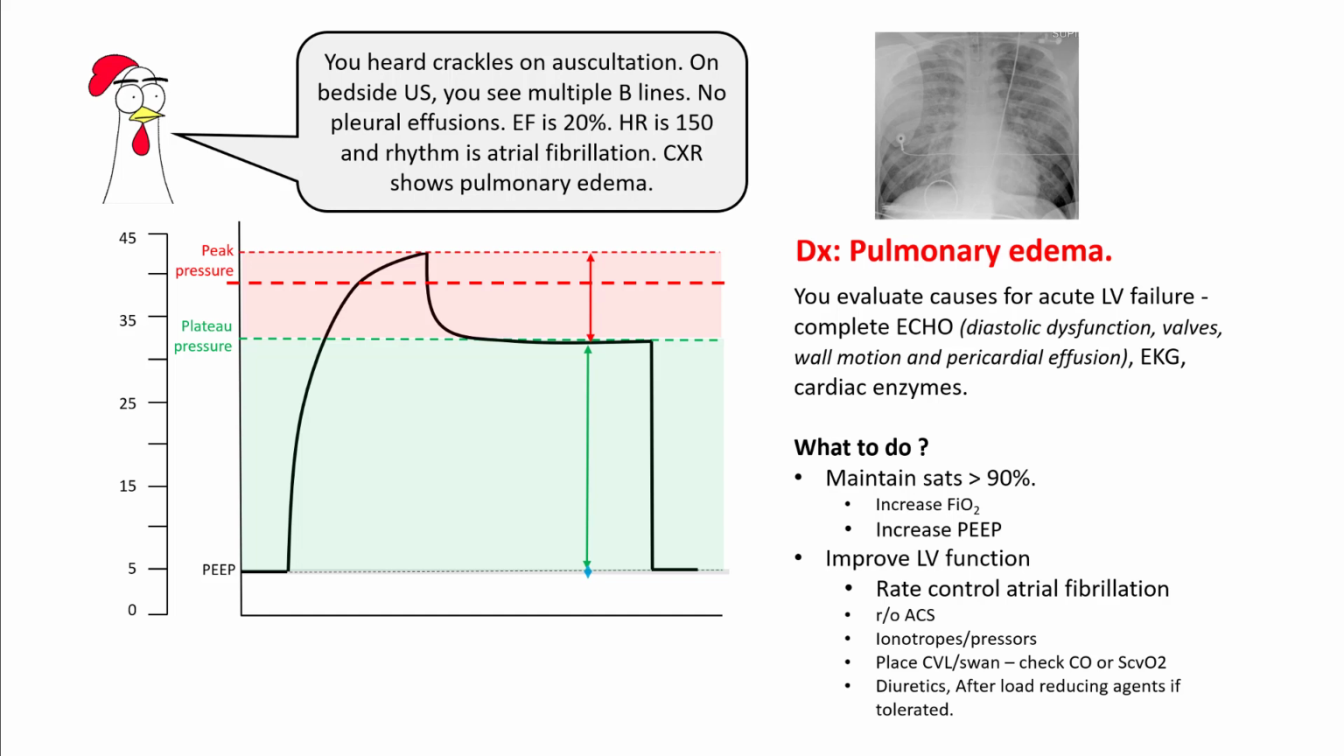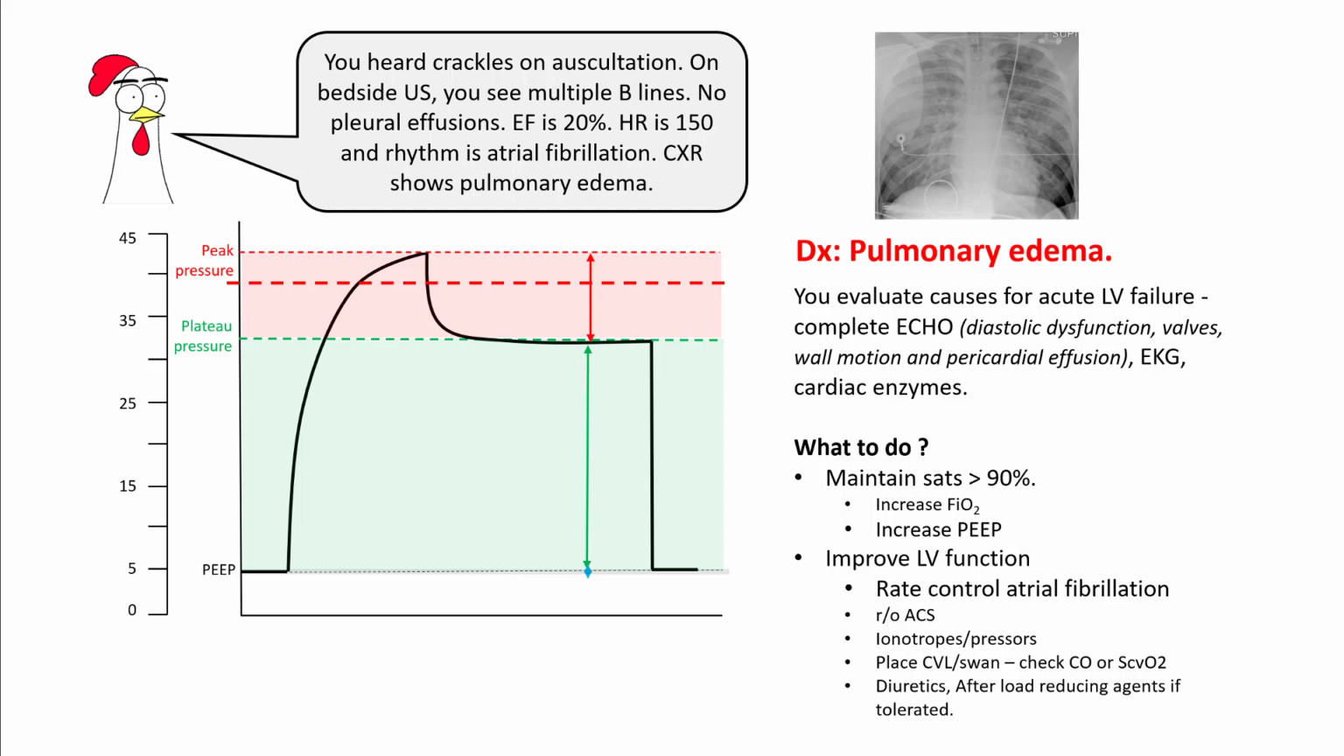Here you evaluate the cause for acute LV failure. So you order an echo, EKG, cardiac enzymes, and try to figure out what caused this patient to go into flash pulmonary edema. You make sure that the SAT remains more than 90%, and you can do this by increasing FiO2 and increasing PEEP. PEEP can help left ventricle function and reduce pulmonary edema.